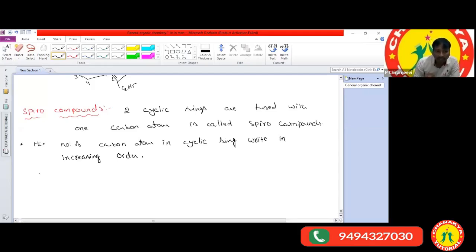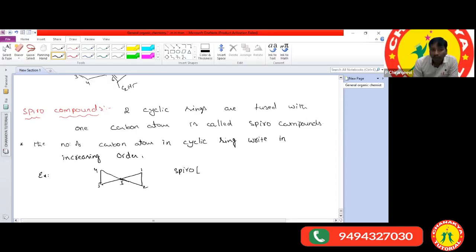So how can we represent a simple example? First, I'll write one example here. This is one cyclopropane ring, and this is one more cyclopropane ring. So two cyclopropane rings are fused with one carbon atom. That means they are attached with one carbon atom, and we call it a spiro compound. This is the simplest example of a spiro compound. We can start the numbering from here: 1, 2, 3, 4, 5. While writing the IUPAC name of spiro compounds, the first prefix we write is spiro.